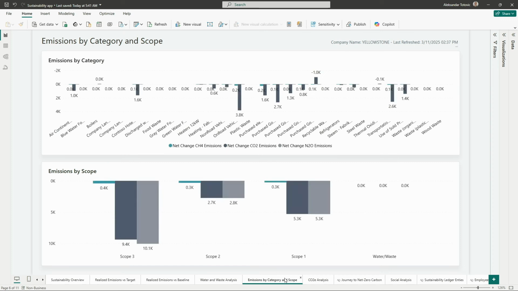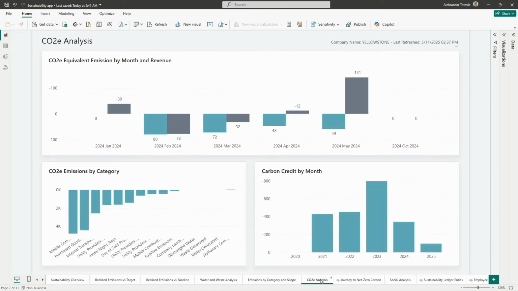So we can continue with emission by category. For all categories, all emissions we can track, and the same for emission by scope. So you can see emission by scope for carbon: emission scope 3, emission scope 2, emission scope 1. And then the CO2 equivalent analysis, so this is carbon equivalent analysis. This is calculated from all your emissions when you transfer all to carbon equivalent.